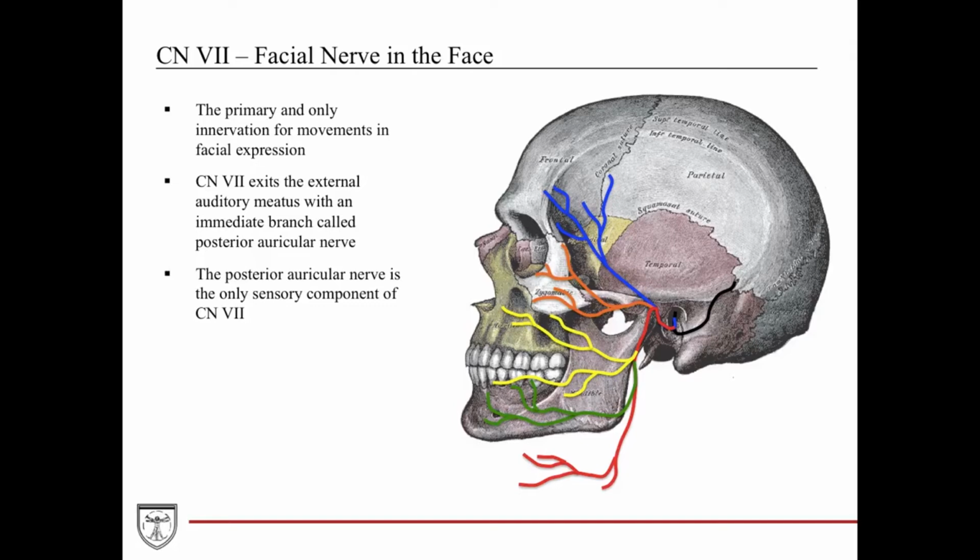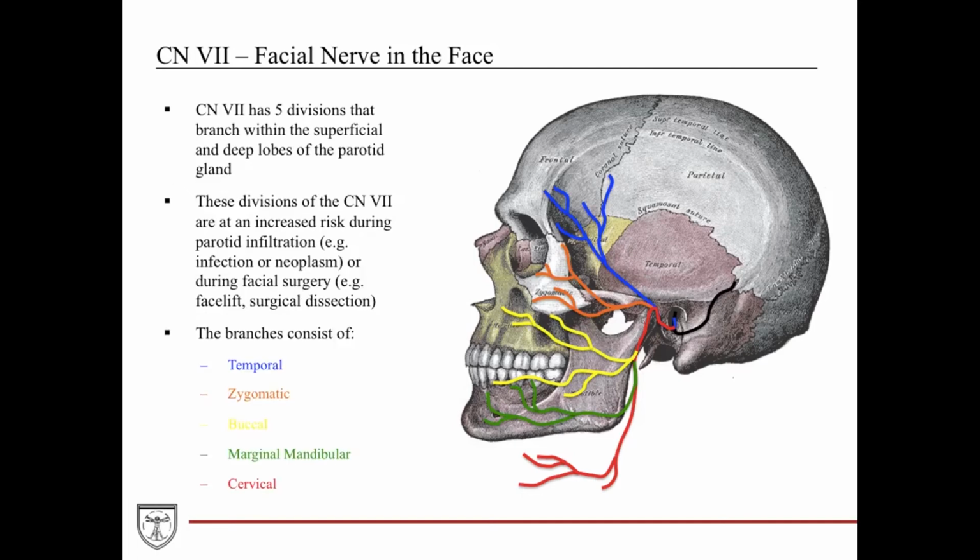So we're talking about all the muscles of facial expression, how they're all innervated by the facial nerve. We might as well talk about the facial nerve itself. As you've probably seen in this picture from a previous lecture, you've got your facial nerve and its 5 branches. The facial nerve exits from the external auditory meatus, and the immediate branch that goes backwards posteriorly is the posterior auricular nerve, and that provides sensation to the region right behind the ear.